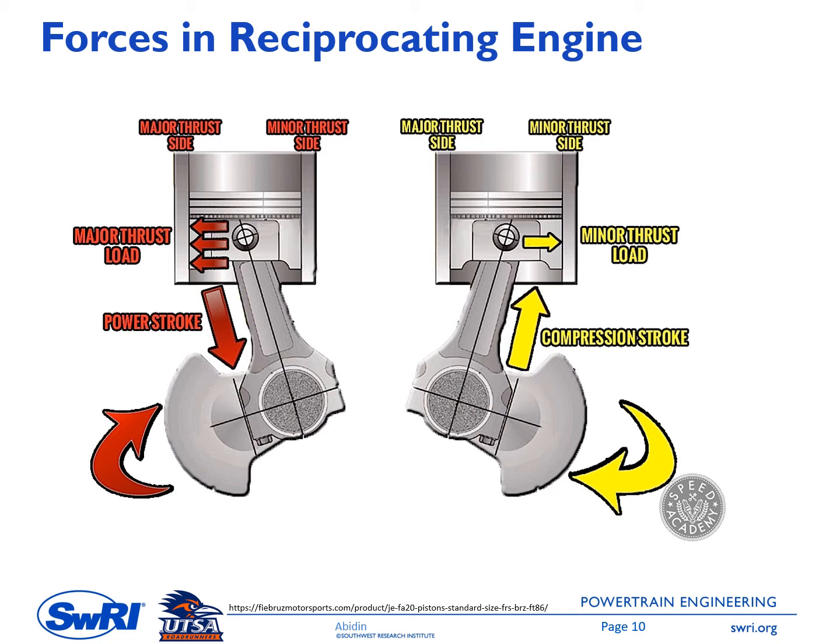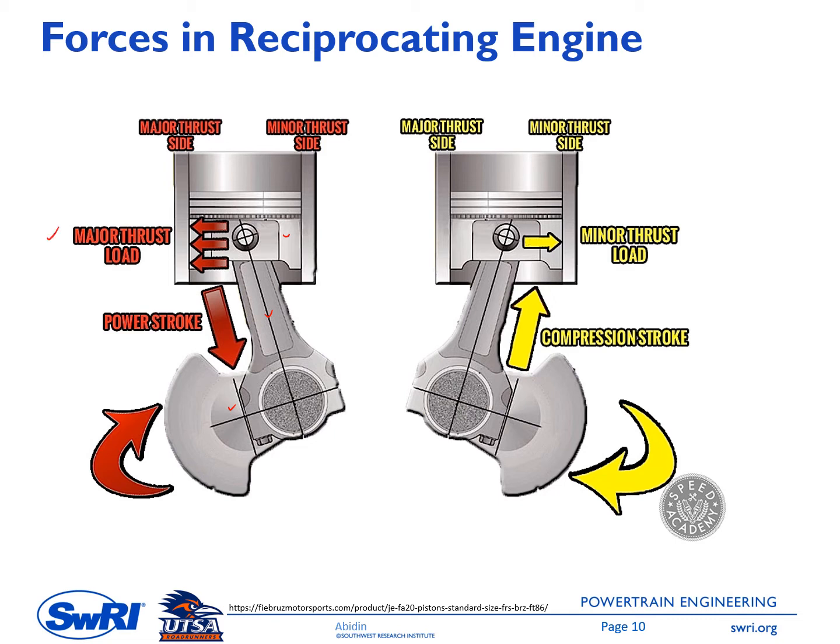Then there will be momentum or energy transfer from the piston to the crank mechanism through this conrod, and there will be a reaction force in the direction of the liner going to the left. The force acting on the liner generates a load, and this is called a major thrust load.